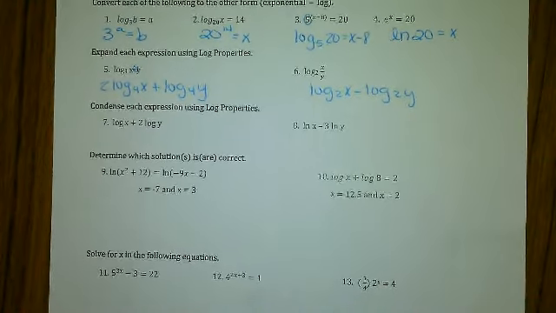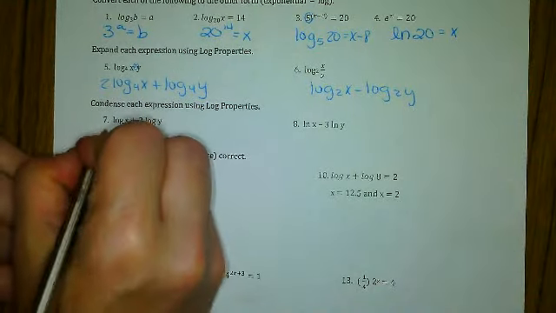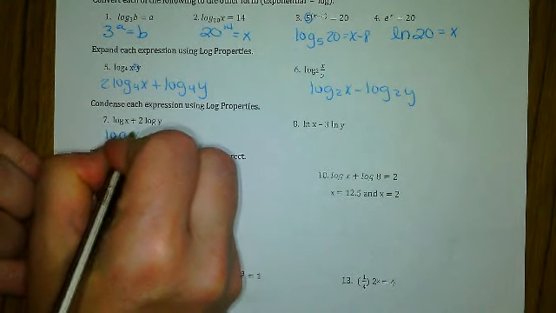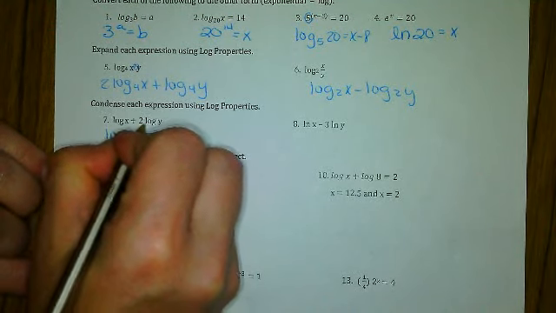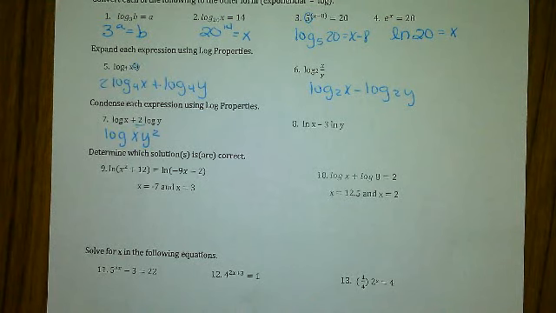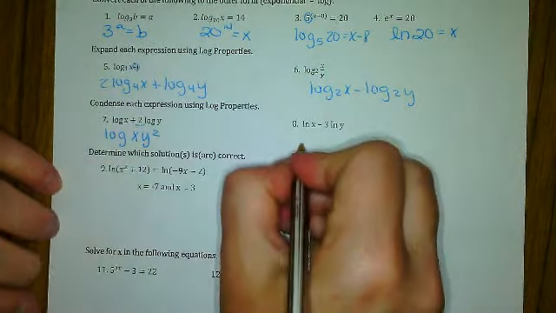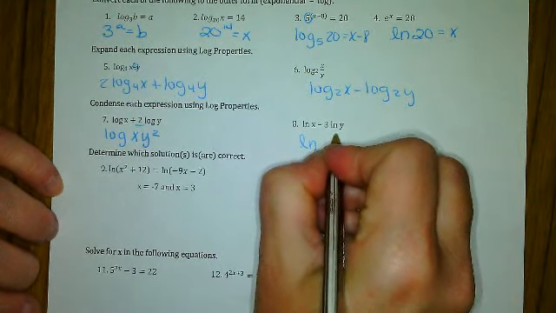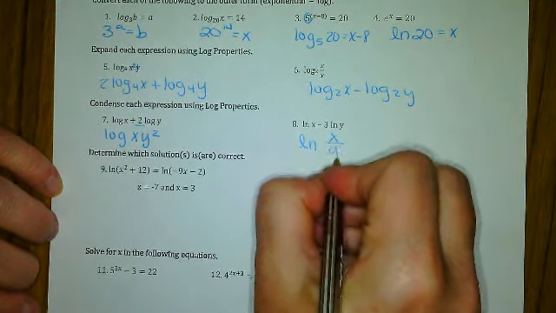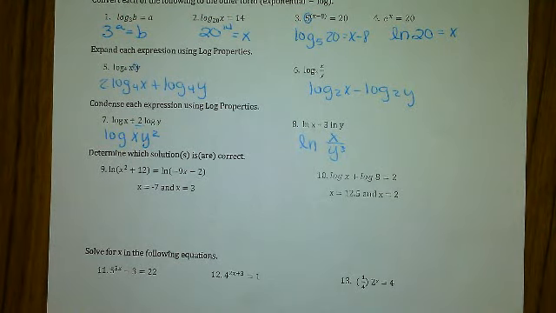On the next one, I'm now just condensing them. So I just write the word log once, and then x, y squared. Again, that number in front of the log is your exponent. On this next one, I notice subtraction, so I know I'm going to have some division. So I'm going to have the natural log of x divided by y cubed.